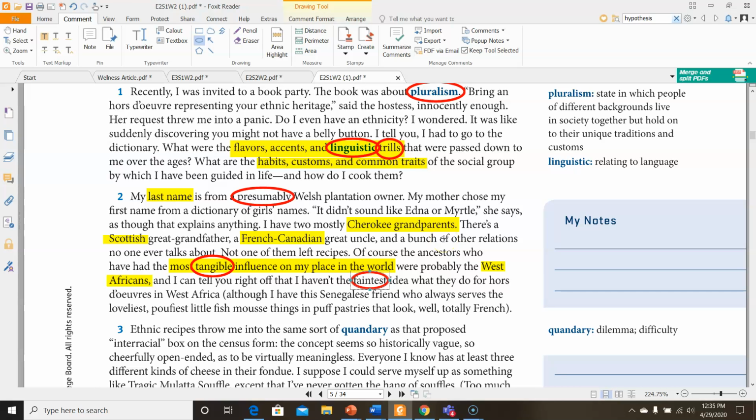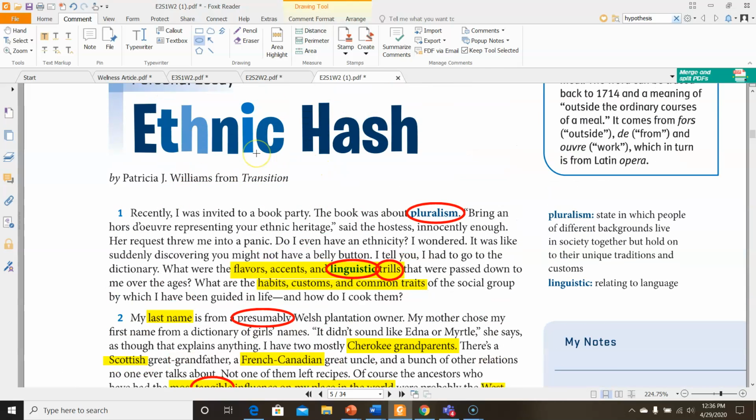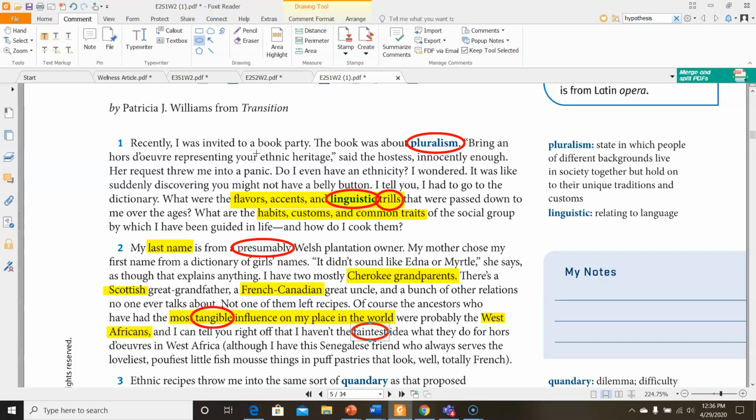So here she's talking about her different ethnic heritages, but she's not really going much into her culture except West Africa kind of gave her the closest thing to her understanding of her place in the world. So you'll notice that she's talking about ethnic hash, like she's mixed of a bunch of different things, just like the food hash is mixed of a bunch of different foods.